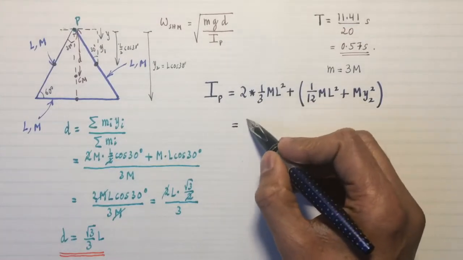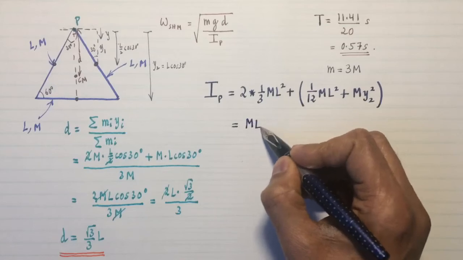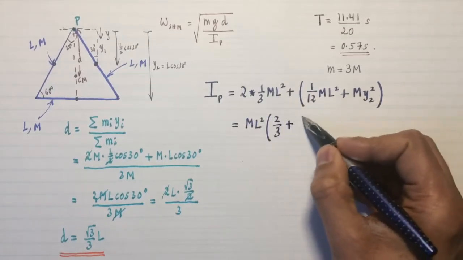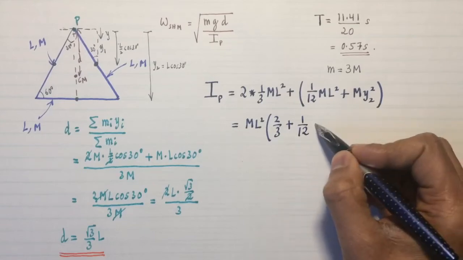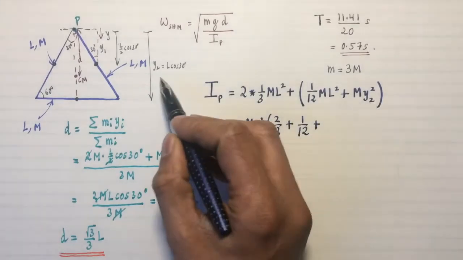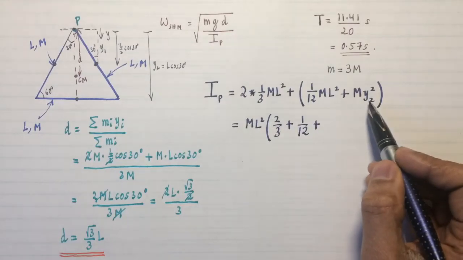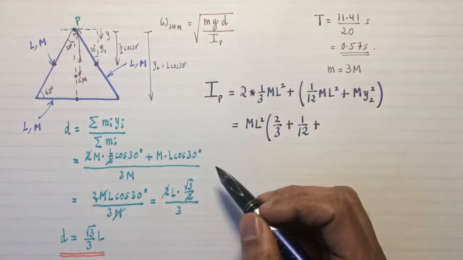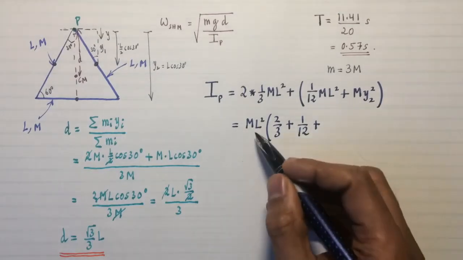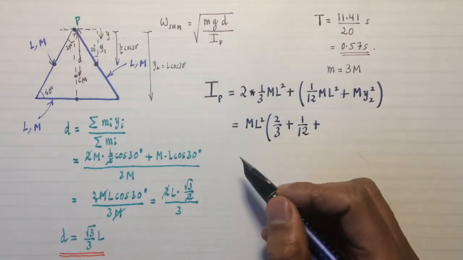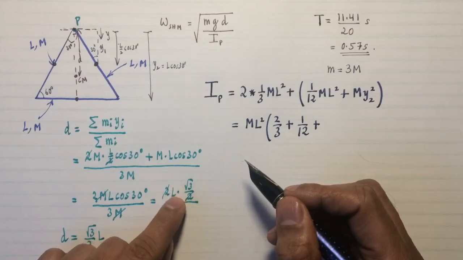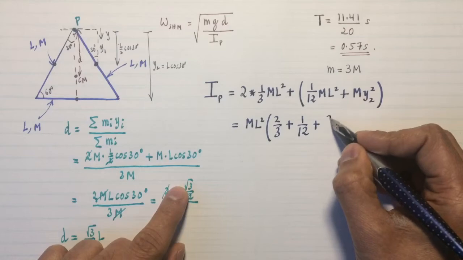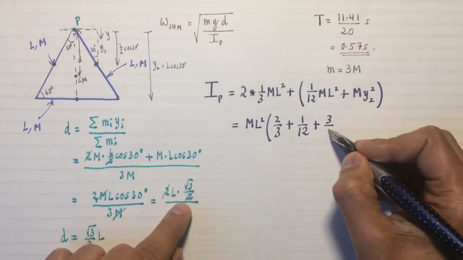That's 2/3. I'll take ml squared outside and see what I get inside. It's 2/3 plus 1/12. Now y2 is L cosine theta. So y2 squared is L squared cosine squared theta. I've already taken the L squared outside. So now I have to deal with cosine squared theta. Cosine of theta is root 3 over 2. So cosine squared theta is going to be root 3 squared, which is 3, over 2 squared, which is 4.